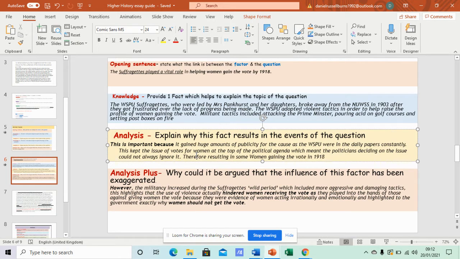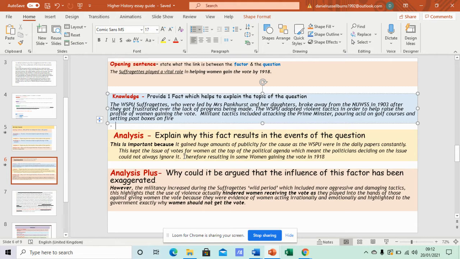This kept the issue of votes for women at the top of the political agenda, which meant that politicians deciding on the issue could not always ignore it, therefore resulting in some women gaining the vote in 1918. Okay, so it's important. Why is it important? Because it's raising the profile of the actions of women's suffrage, and as a result, the government can no longer ignore it.